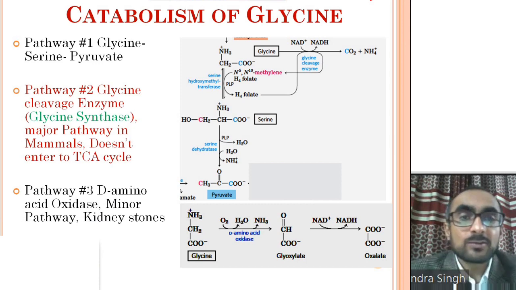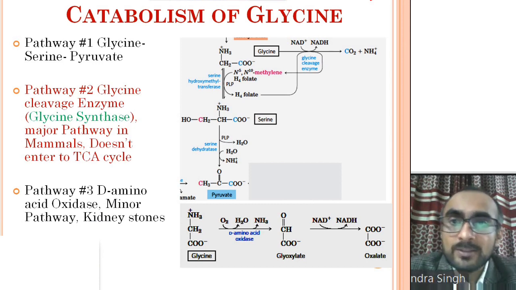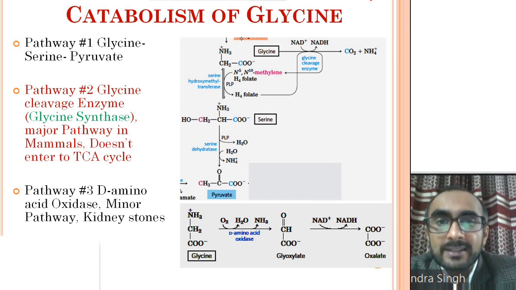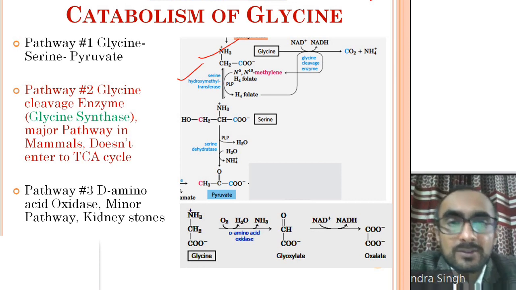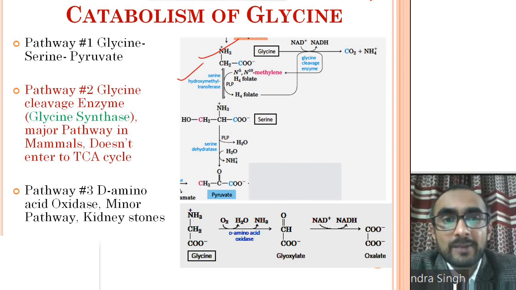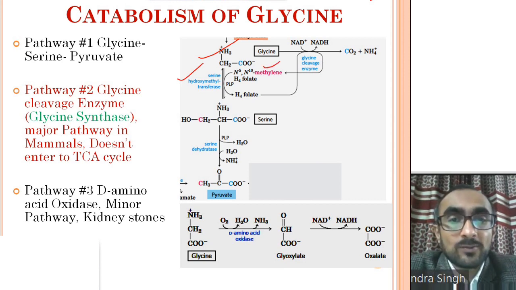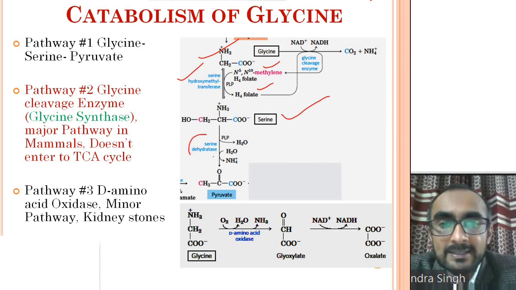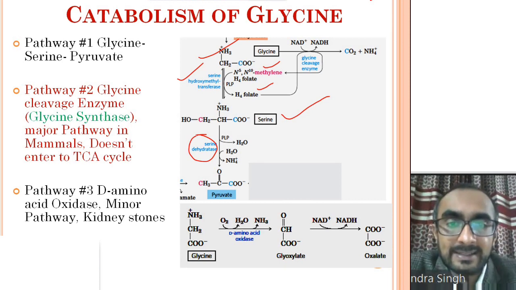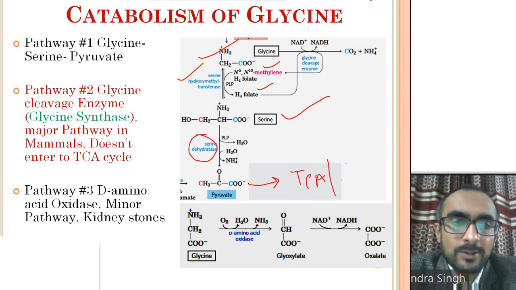Glycine can be catabolized using 3 different pathways. In the first pathway, glycine is converted into serine by the enzyme called serine hydroxymethyltransferase, which transfers one hydroxymethyl group on glycine from N5,N10-methylene tetrahydrofolate. So in turn, methylene tetrahydrofolate is converted into tetrahydrofolate and serine is synthesized. Now serine hydratase hydrolyzes serine to pyruvate.